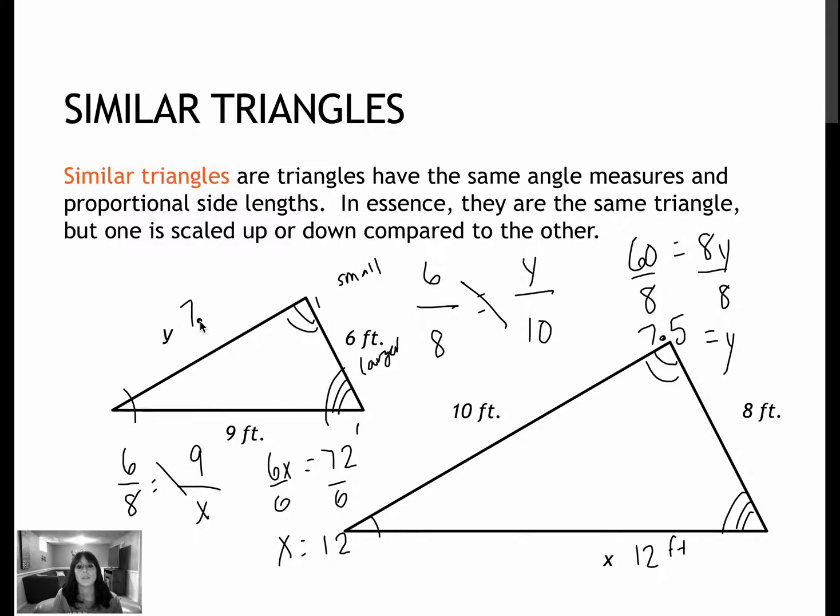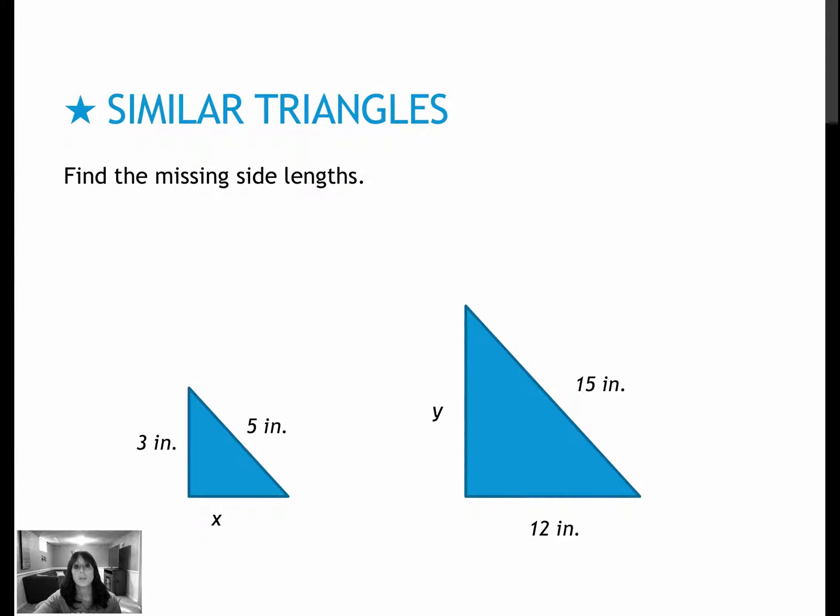Y was 7.5 feet. Here are two more similar triangles. I would like you to find the missing lengths, then press play to see how you did. First thing I need to do is find two sides that I know the measures for. I know that 5 and 15 are the same side in these similar triangles, so that's going to be my initial ratio, 5 to 15.